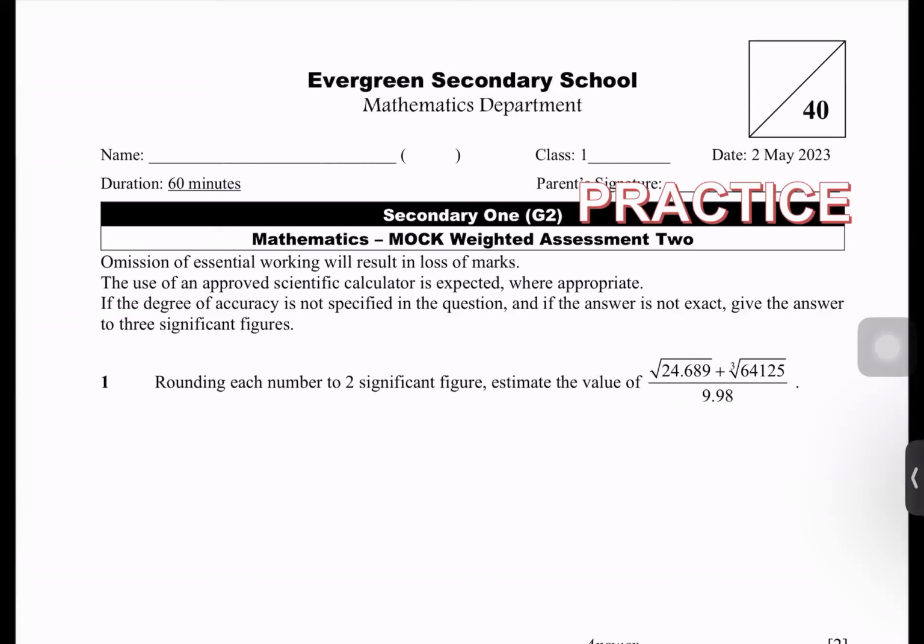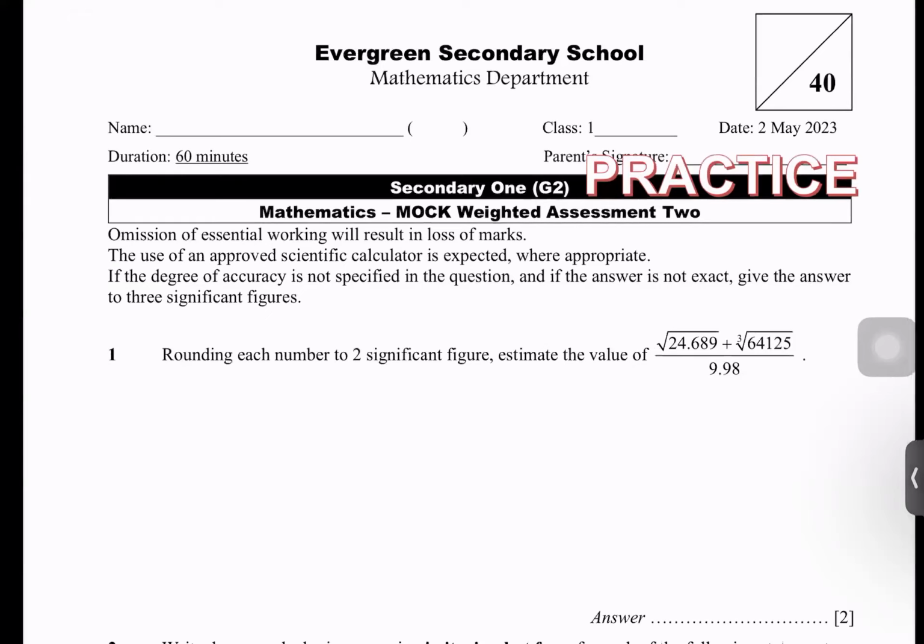Now, today we want to go through our WA2 revision. This is a mock practice paper that I set the other day on Saturday, Sunday, so that you all can do some more revision. Okay, let's take a look at some of the following questions.